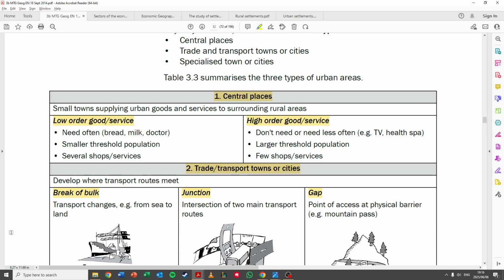High order goods or services, obviously the exact opposite. These are things that you don't need as often. This can be something like a health spa, or if you go into a medical sense more, something like a specialist. You don't have to see a cardiologist every single month, maybe for some people, but the majority of people don't. Obviously, this is going to have a larger threshold population, and there's not going to be a lot of places that actually provide this service. So you might need to go to the next town over or even a larger city to be able to access some of these goods and services.